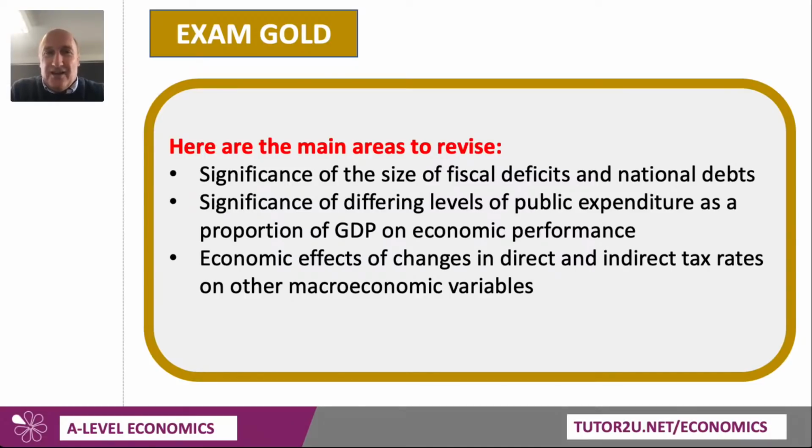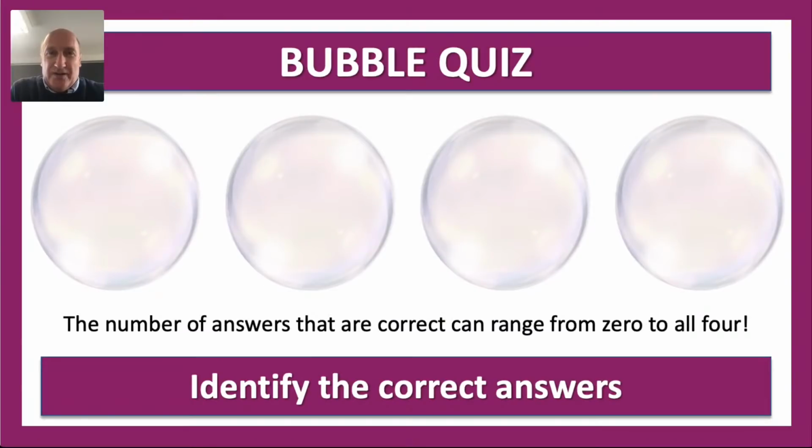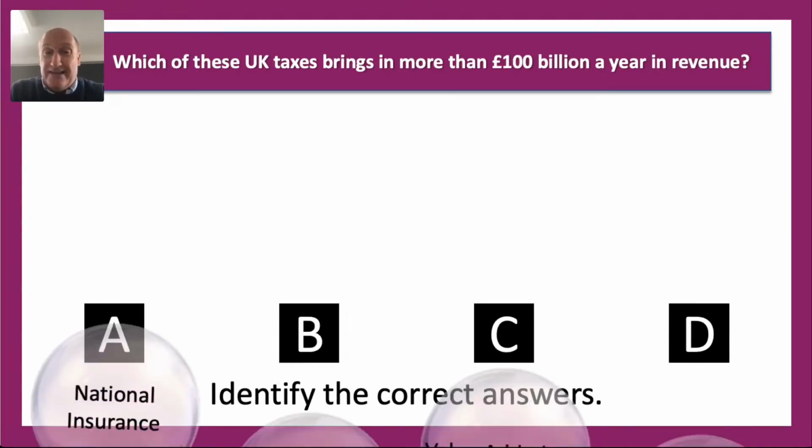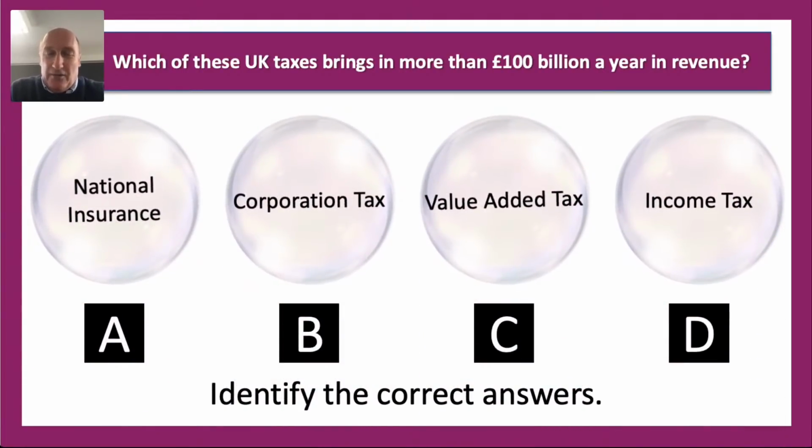Let's make a start with our favorite bubble quiz, just to get people in the mood on this festive, celebratory Friday afternoon. With the bubble quiz, I pose a question to you, and there can either be 0, 1, 2, 3, or 4 correct answers. Here we go. Let's see who's up to speed. Which of these UK taxes brings in more than 100 billion a year in revenue? What do we think? Post the answers in the chat window.